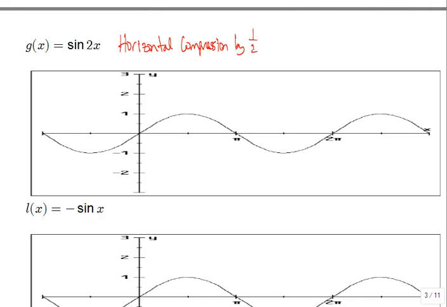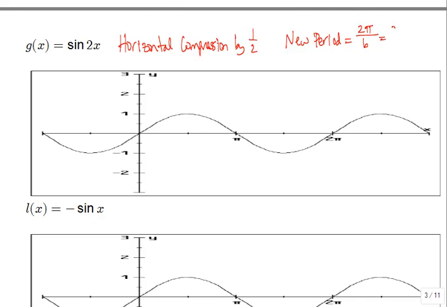Now what that affects, remember, is that period. So we are going to have a new period for this sine curve. Now the normal period is 2 pi, and the formula that you want to use is to take that 2 pi and divide it by whatever this b is, this number in front of x.